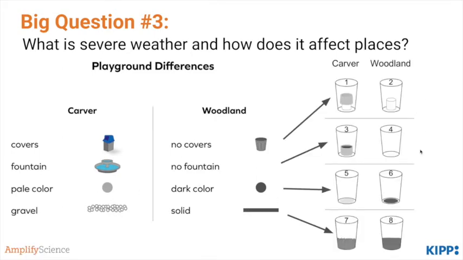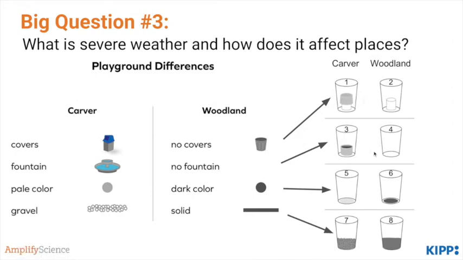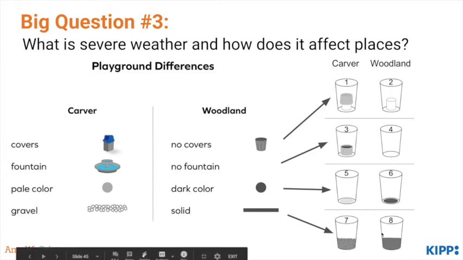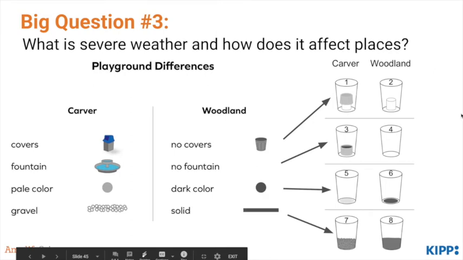We then have a model to represent each of these, such as a bottle cap to represent trash cans, either covered or uncovered, a bottle cap with water in it to represent a fountain versus no fountain, the bottom of a pale cup versus a dark colored bottom of a cup, and gravel versus a solid material inside a cup. And then we pour water over each of these to represent rain falling and see whether it makes a difference in terms of how much water accumulates.